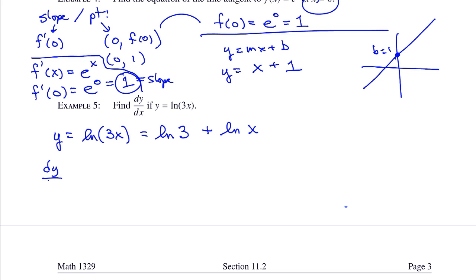So dy dx is equal to, let's do the easy one first. What is the derivative of the natural log of x? 1 over x. What's the derivative of the natural log of 3? 3 is a constant.